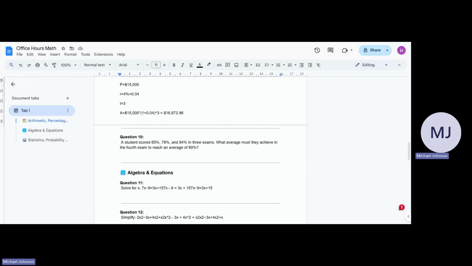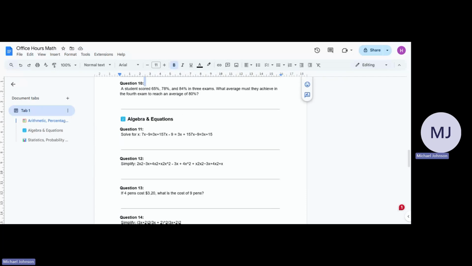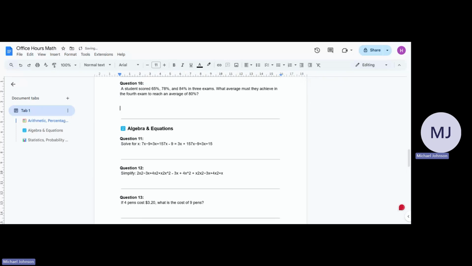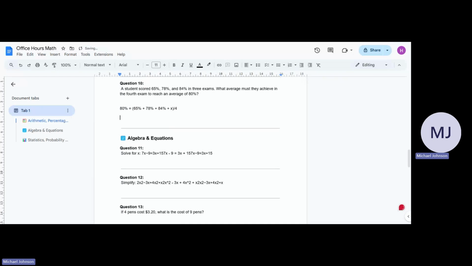So that's how we do that there. And then for 10, a student scored 65%, 78%, and 84% in 3 exams. What average must they achieve in the 4th exam to reach an average of 80%? So how to do this is 80% equals 65% plus 78% plus 84% plus x divided by 4. So we have to multiply both sides by 4.